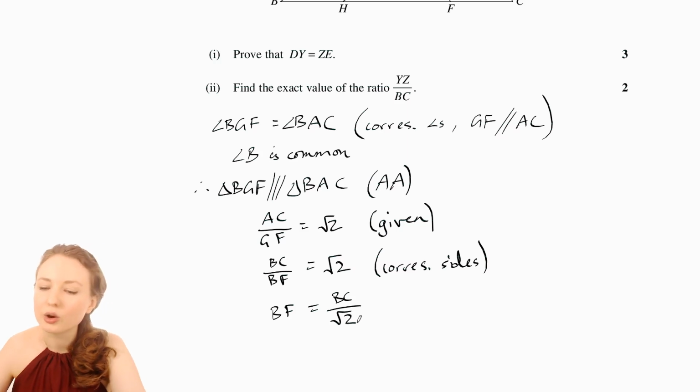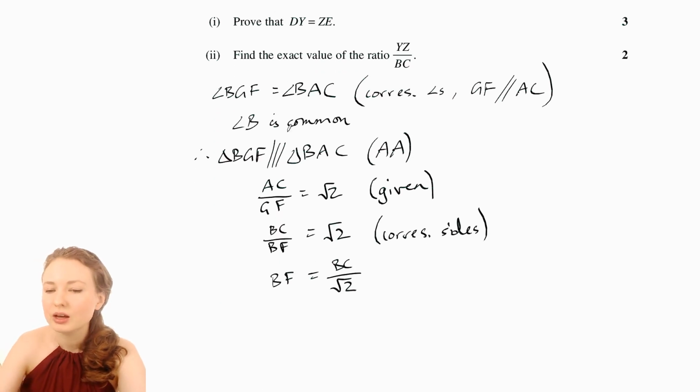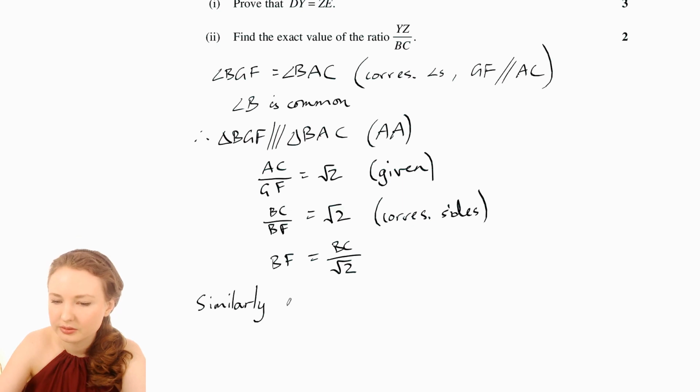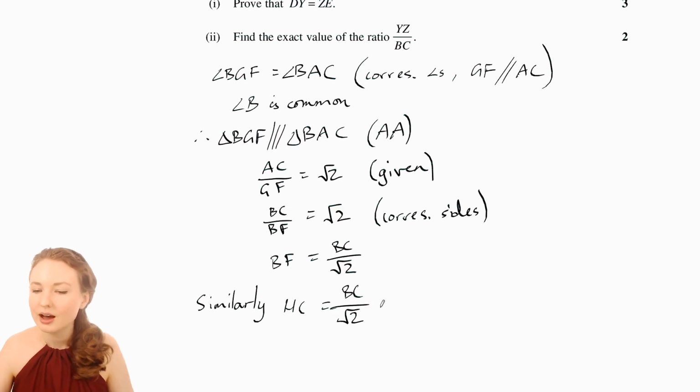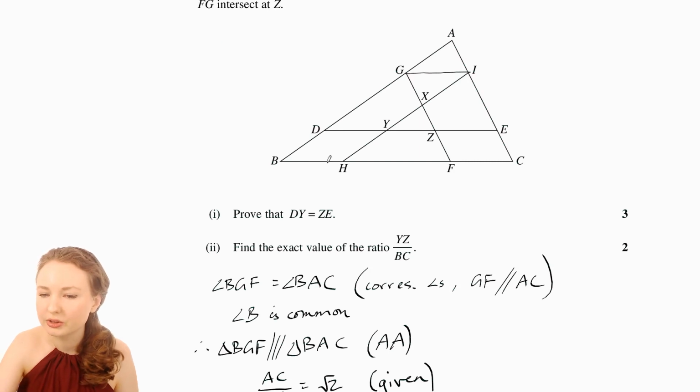Now we want to do the same thing with triangle IHC to show that HC is also BC on root 2. And that proof is going to be pretty much exactly the same as what I just did there. So instead of doing that all over again, you can just say similarly, what was it? HC. HC is also BC on root 2. Okay. And then we want to show that that one equals that one. So that one is just that whole thing minus HC.